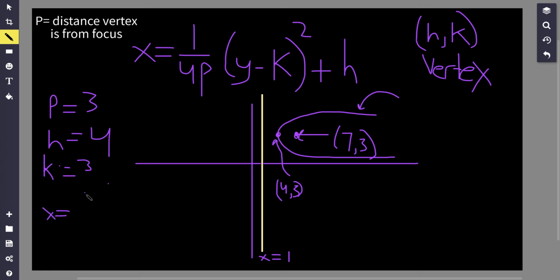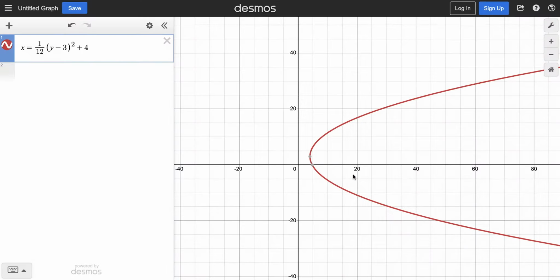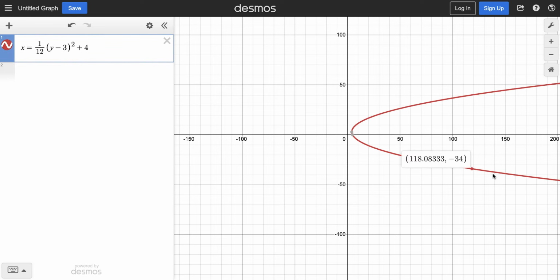x equals 1 over 4 times p, so 4 times 3, we know 4 times 3 is 12, times (y minus k), so (y minus 3) squared, since we know k is 3, and plus h, which is 4, so that is our equation. And yeah, this looks about right. Our vertex is (4, 3), and it's opening outwards in the positive direction.